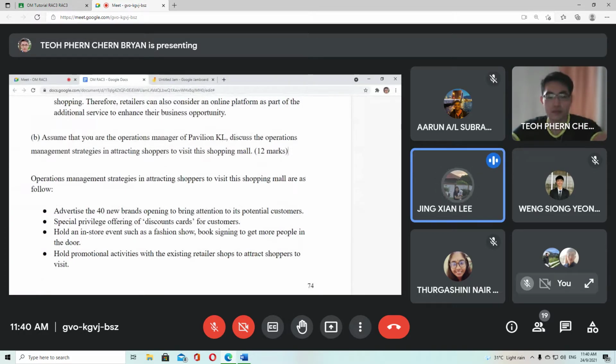Question B. Assume that you are the operation manager of Pavilion KL. Discuss the operation management strategy in attracting shoppers to visit this shopping mall. The strategies are as follows. Firstly, advertise the 40 new brands opening to bring attention to potential customers. Second, special privilege offering of discount cards for customers. And thirdly, hold in-store events such as fashion shows and book signings to get more people in the door.